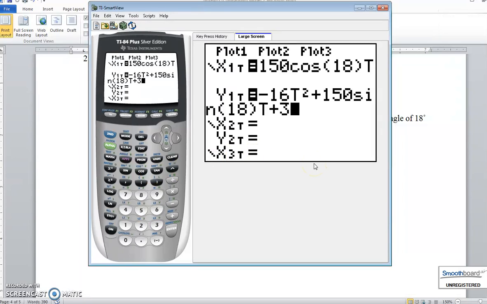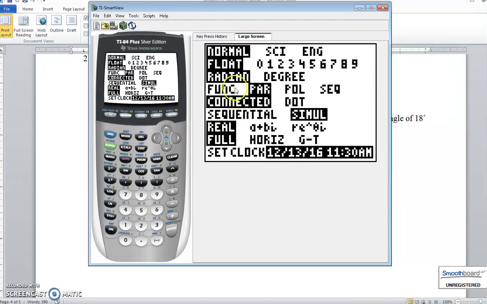Okay, so we just got to make sure we have everything entered in correctly. One thing I want to quickly check is my mode. I'm in radian mode right now, and because my angle was in degrees, I want to make sure that I select degrees. Everything else looks okay. So go back to y equals.